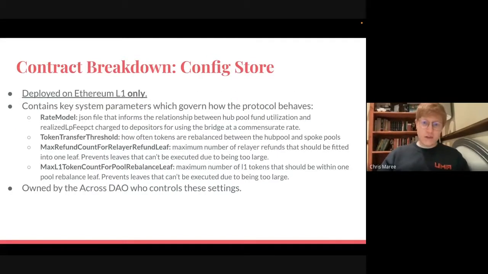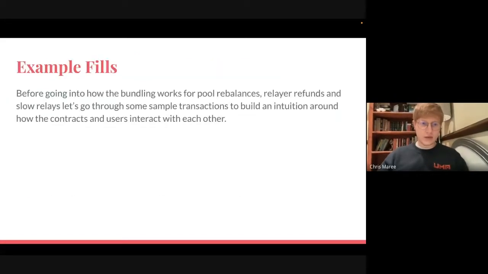We have this thing called the config store. The config store basically stores settings of how the system operates. We have rate models stored in it. We have token transfer thresholds and a bunch of other stuff that governs how the data worker works. And this is owned by the cross DAO because obviously it governs how the protocol operates. Don't need to go into too much detail for this.